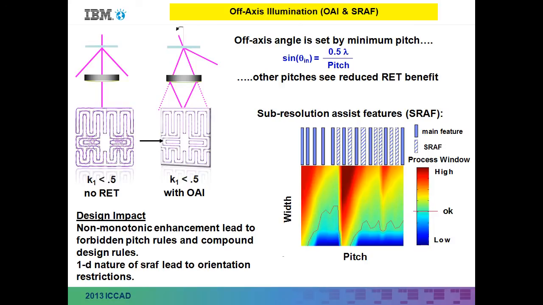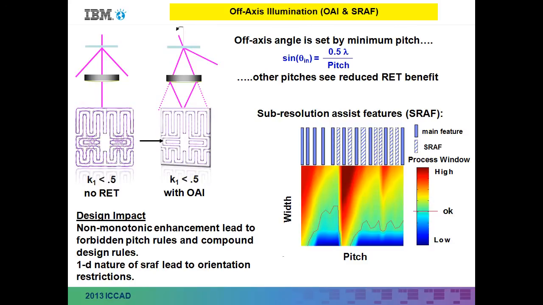For most other designs where you have a range of pitches to take care of, you have the problem that this trick really degrades in its effectiveness as your feature pitch deviates from the pitch for which you optimize this off-axis illumination angle, and that's shown in this sawtooth curve here. If you pick a feature dimension, for the tight pitches for which you optimize this angle, you have a process window that's adequate as shown in this color scale.